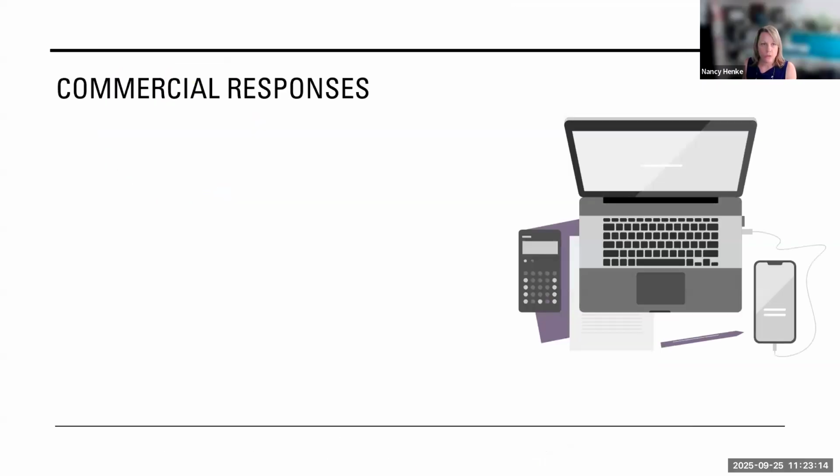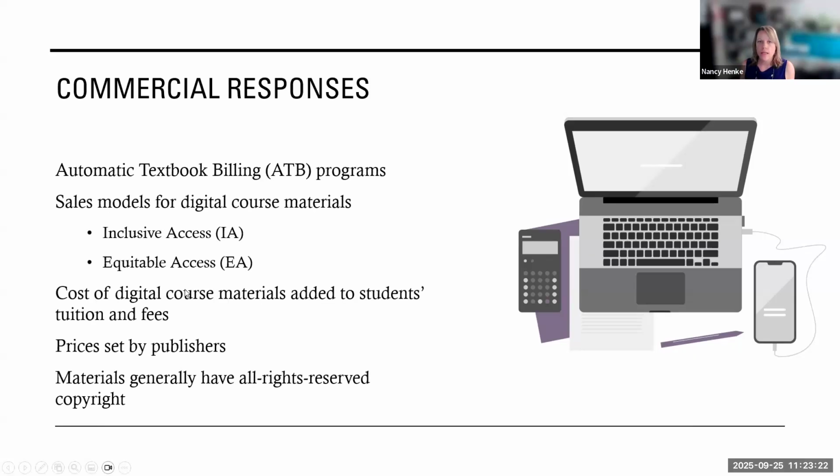They are not on here for a very important reason, because those are actually in some ways commercial responses to high textbook costs. In my circles, we tend to just call these automatic textbook billing programs, because really they're sales models from publishing companies for digital course materials. I'll talk a little bit about the differences between IA and EA. But broadly speaking, in both cases, the cost of digital course materials is added to students' tuition and fees. Prices of these materials are set by publishers, and the materials generally have the all rights reserved copyright.